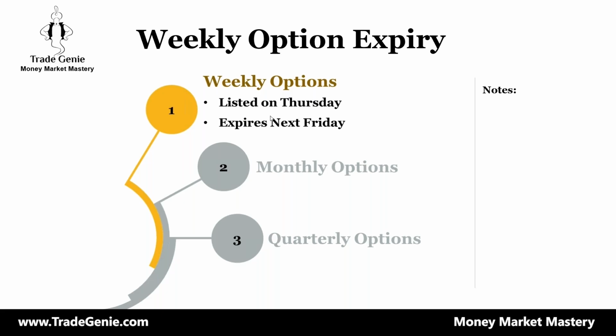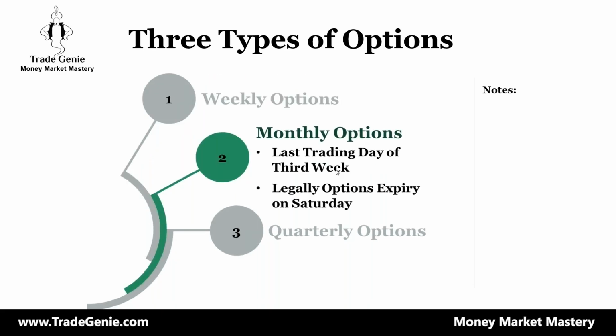So weekly options are listed on Thursday and expire next Friday. Then comes the monthly option. Monthly options expire on the last trading day of the third week. The last trading day of the third week is Friday. If Friday is a holiday, then they expire on Thursday. So they expire either on Thursday or Friday, mostly on Friday. Most of the holidays are on Monday, long weekends. But if the holiday for some reason is on Friday, then the market is closed.